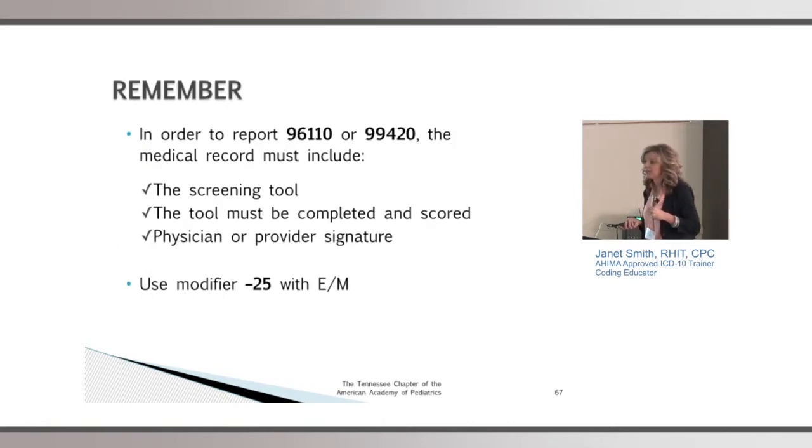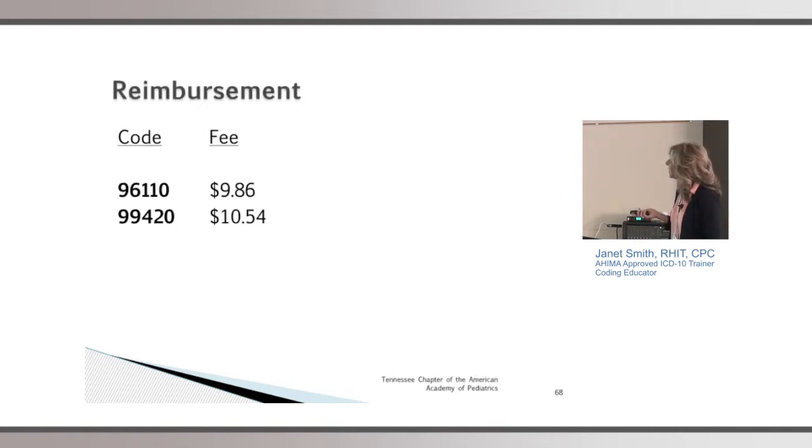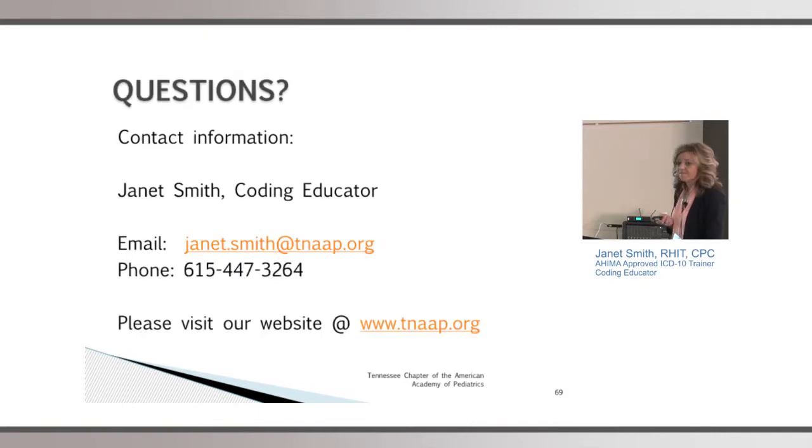When you're reporting these codes, you want to be sure that you're including the screening tool, that there's an interpretation or score, and that there is physician signature. And if reported with an evaluation and management service, it requires modifier 25. The fee or reimbursement for both of these codes is about $10. And that's all I have.